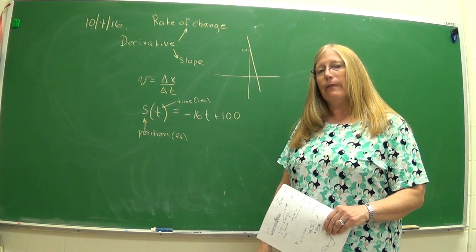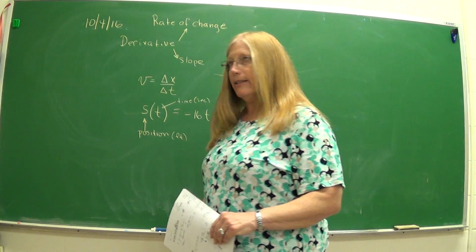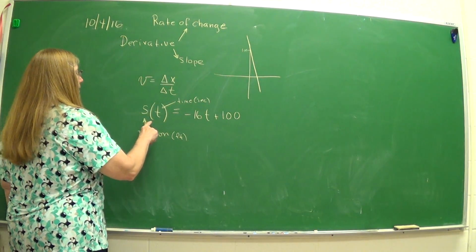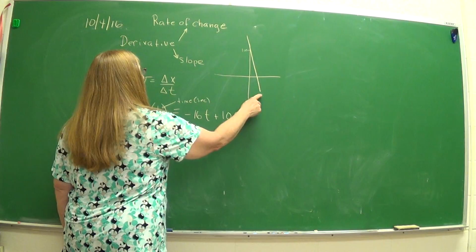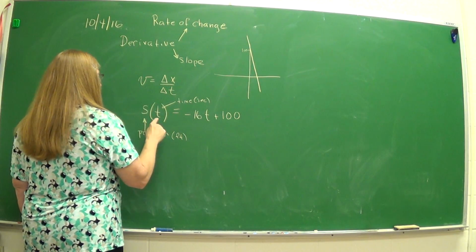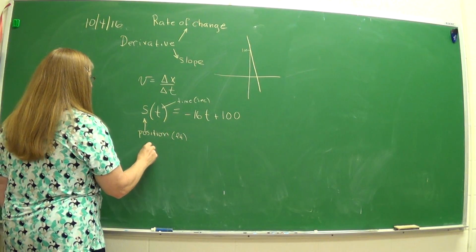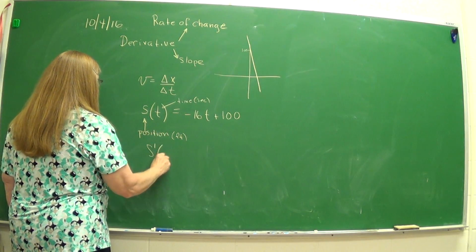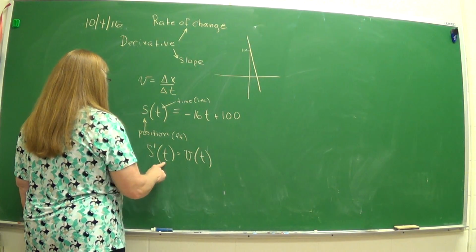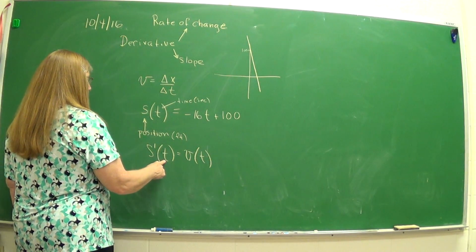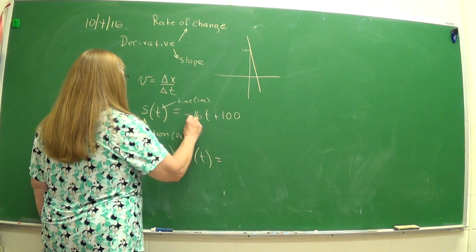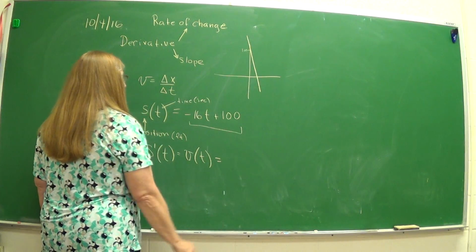Now let's verify that with the calculus. So what I'm going to do is recognize that the slope of a position versus time graph is velocity. So slope in our class is the derivative. So I'm going to take the derivative of position with respect to time, and that's going to be velocity. So what is the derivative of this expression?